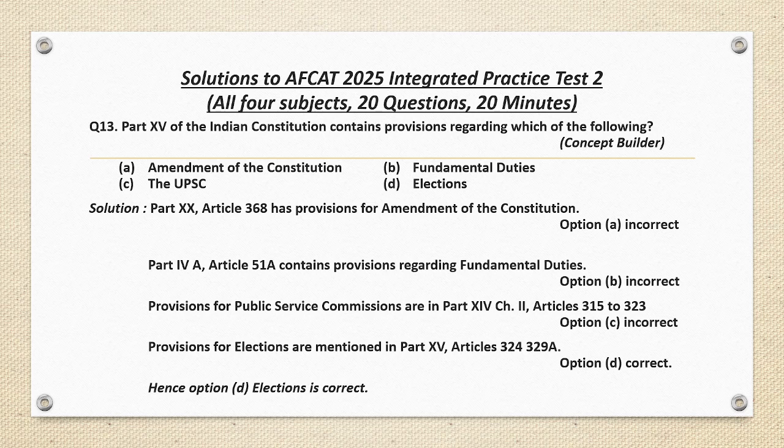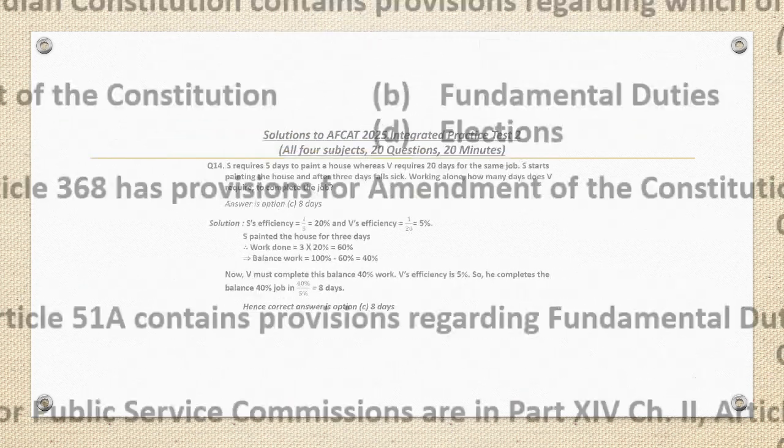Amendment of the Constitution is in part 20. It is not in part 15. So option A is incorrect for this question. Next, fundamental duties. They are in part 4A, article 51A. So this option is also incorrect for this question. Then public service commissions, they are mentioned in part 14, right? Not part 15, part 14. Okay. So first three are incorrect for us. So obviously fourth has to be correct. And elections are mentioned in part 15, right? So option D is correct for us.